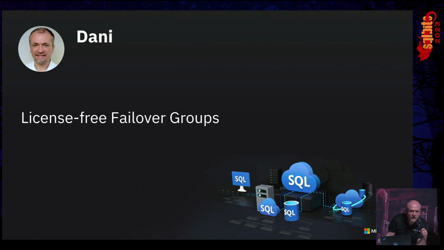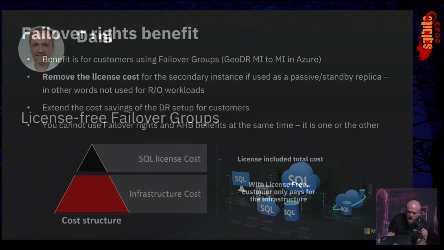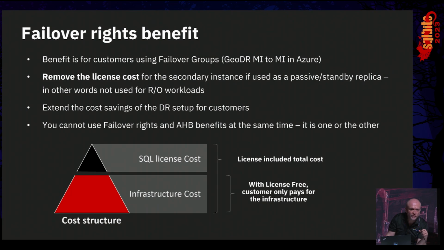The next thing I want to talk about is license-free failover groups, and let me just give an introduction of what failover groups are. Within the MI world, we have a DR system between two MIs that you can set up. We call it failover groups. There are essentially two managed instances, let's say MI1 and MI2, that are deployed in different Azure regions.